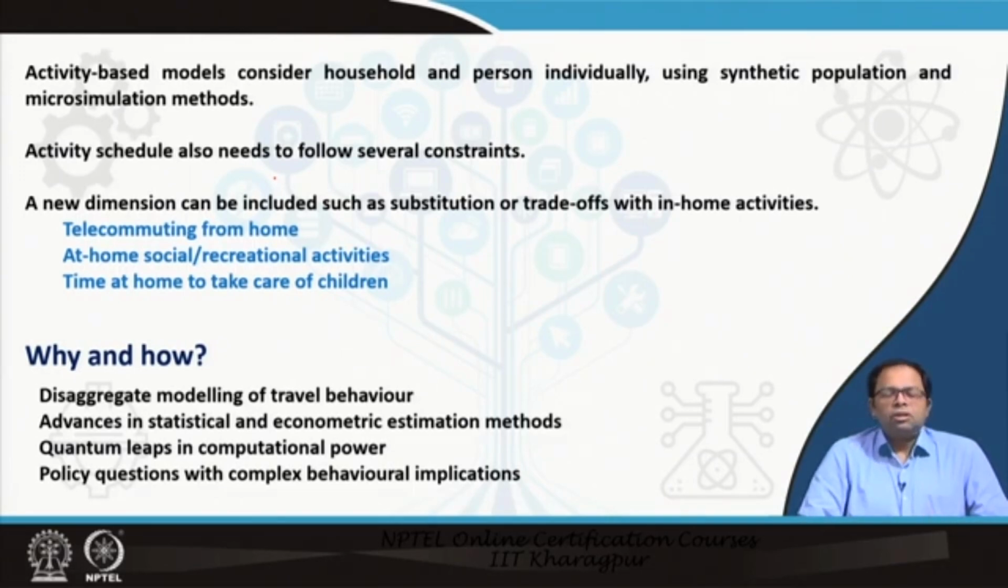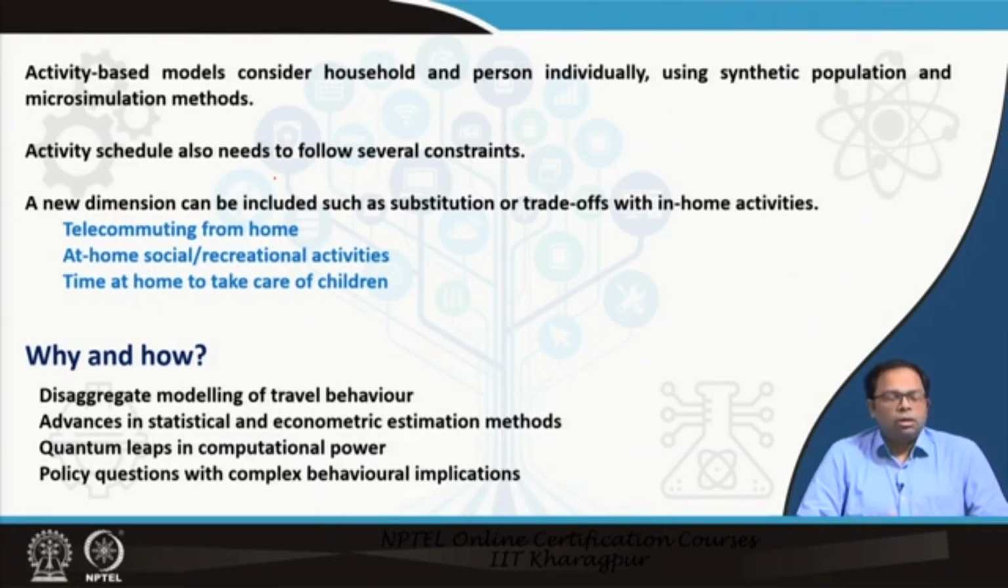And some new dimensions could also be considered when we are doing activity based models, such as substitution or trade-off with in-home activities. That means activities which are performed at home are also part of our entire modeling process. Sometimes people don't want to go outside; if that activity could be done inside their house, what's the point of traveling outside? That was not possible to model in the 4-stage travel demand models. But this is possible over here.